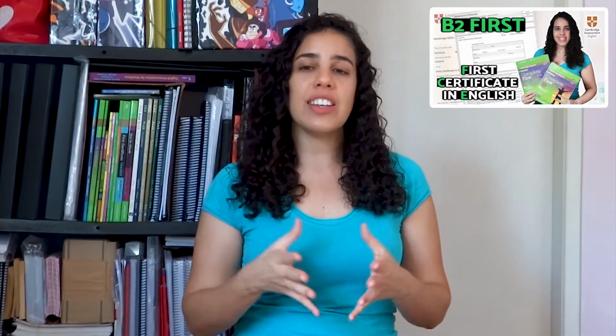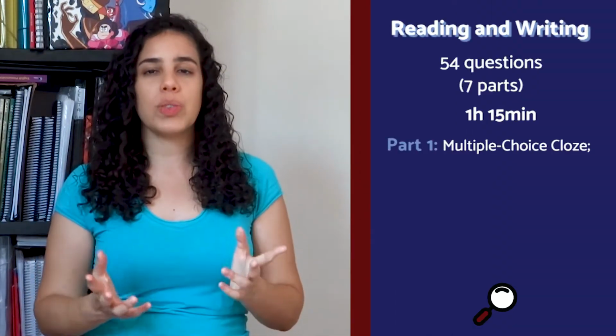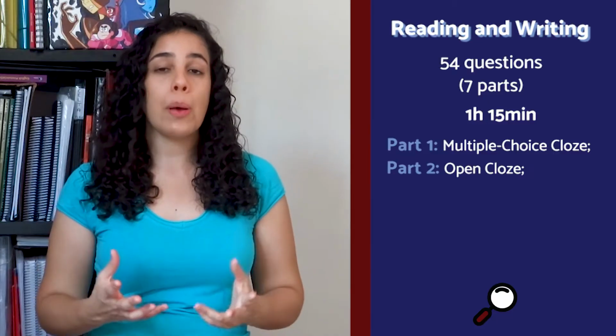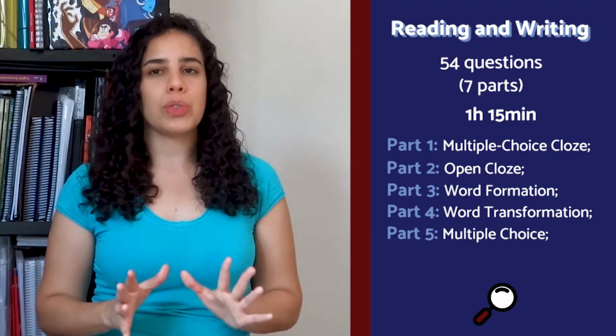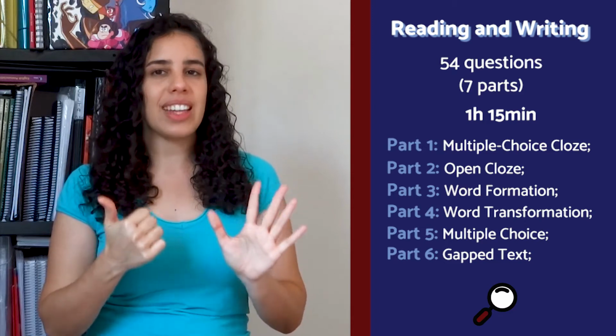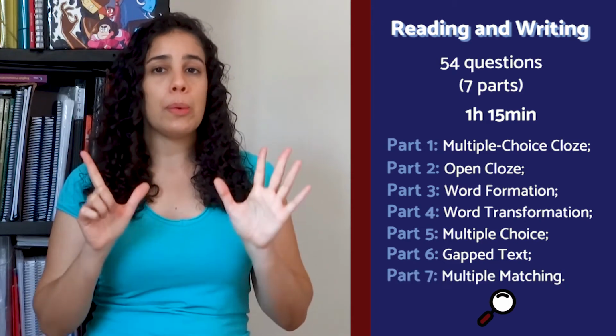Hello exam seekers, I'm Patty and today I'm guiding you through the B2 First Reading and Use of English Part 3. If you have watched my previous video about the B2 First, you know that the Reading and Use of English exam is divided into 7 parts. Part 1, Multiple Choice Cloze. Part 2, Open Cloze. Part 3, Word Formation. Part 4, Keyword Transformation. Part 5, Multiple Choice. Part 6, Gapped Text. And Part 7, Multiple Matching.